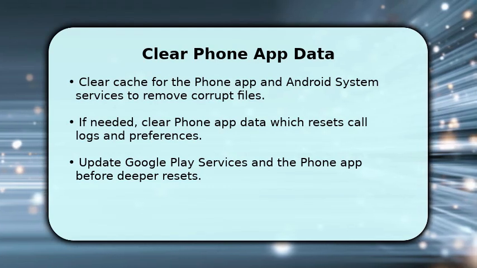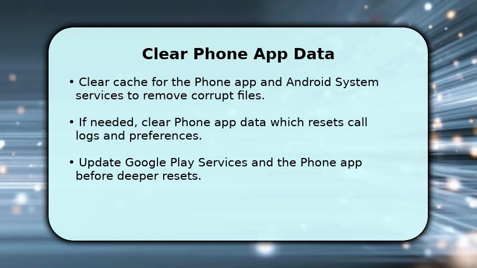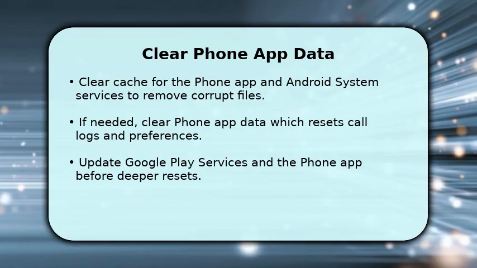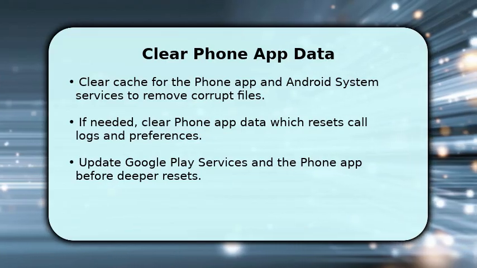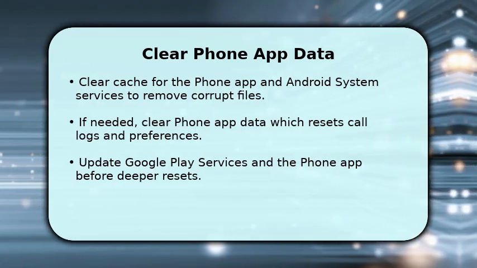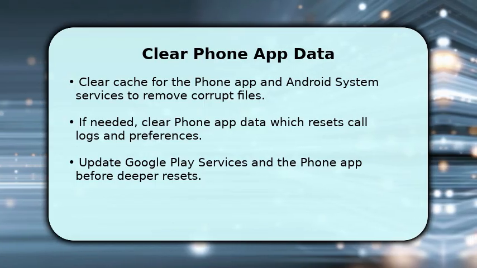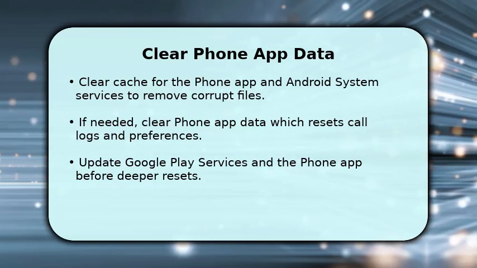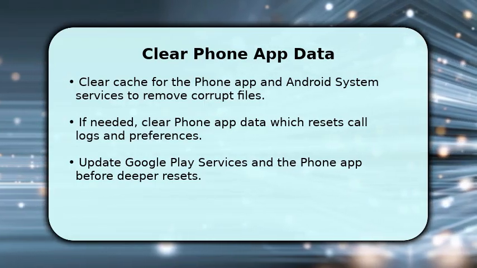Open Settings, then Apps or Applications and find the phone app entry. Tap Storage, then clear cache to remove temporary files. If crashes continue, choose Clear Data to reset call logs and app preferences. After clearing, restart the device and test calling functions.